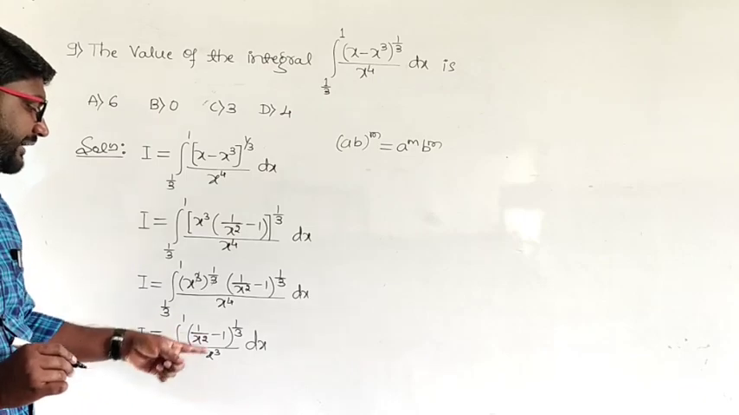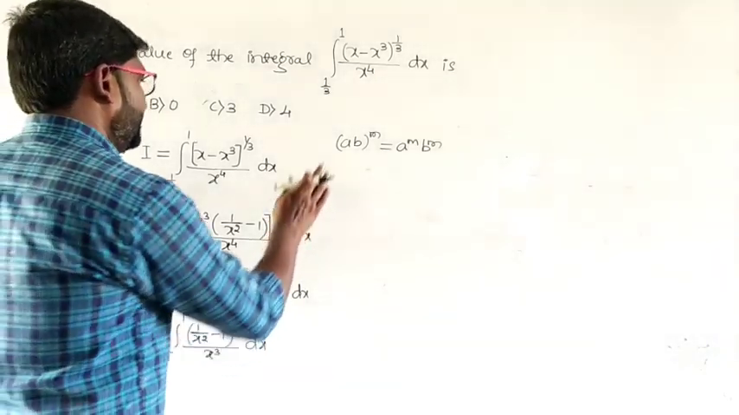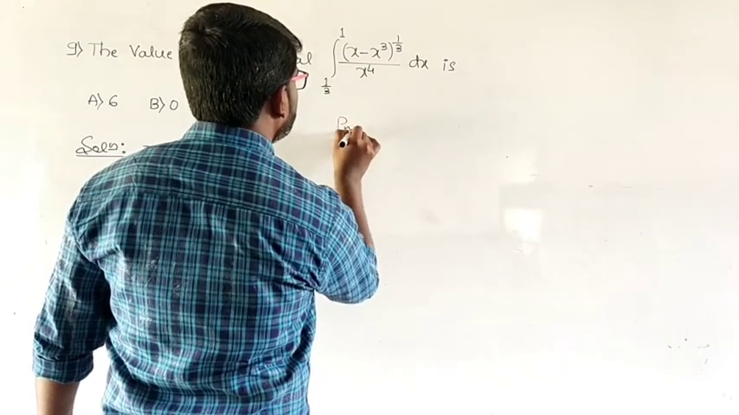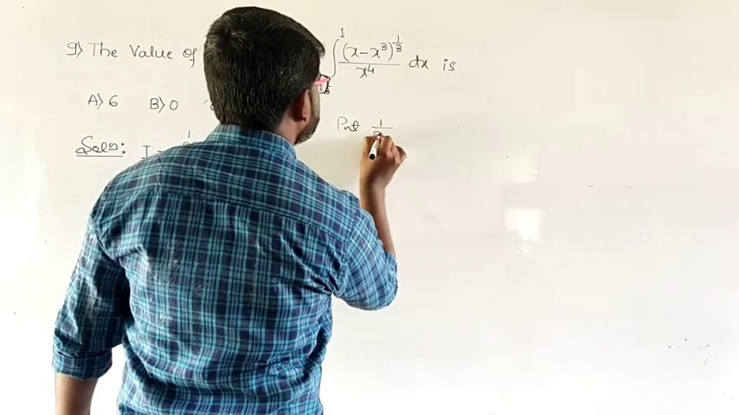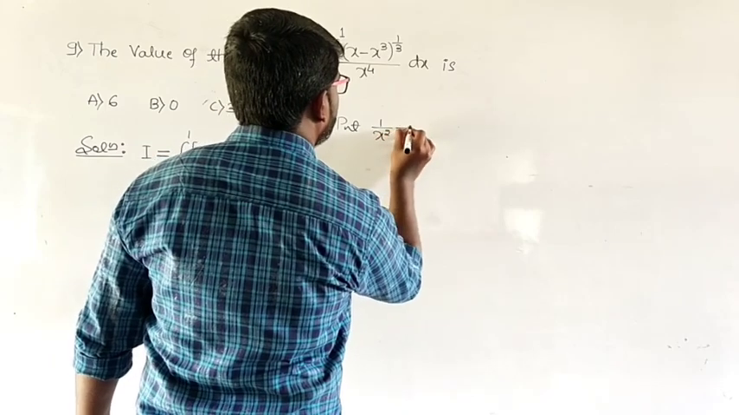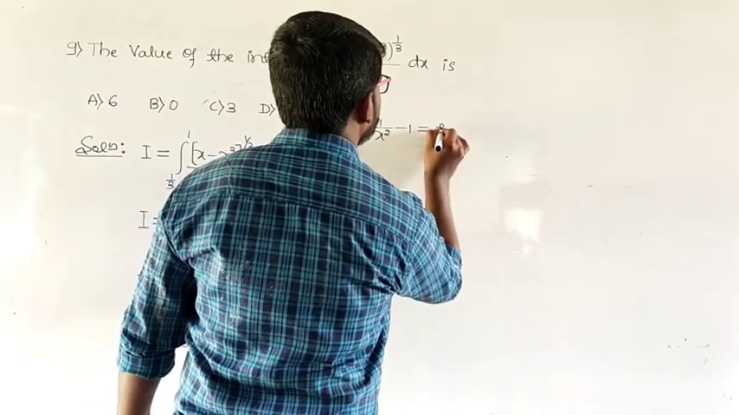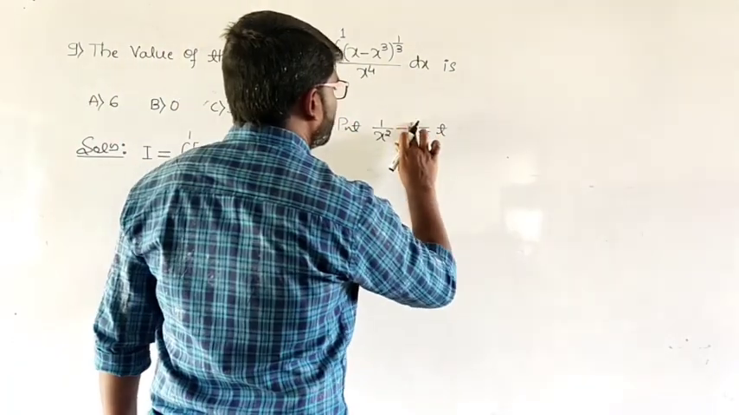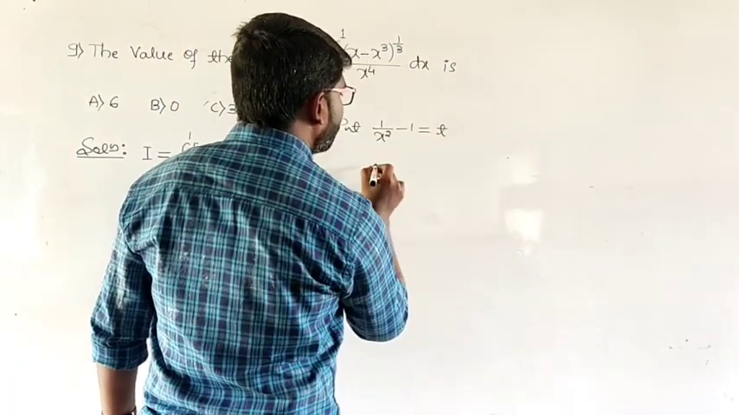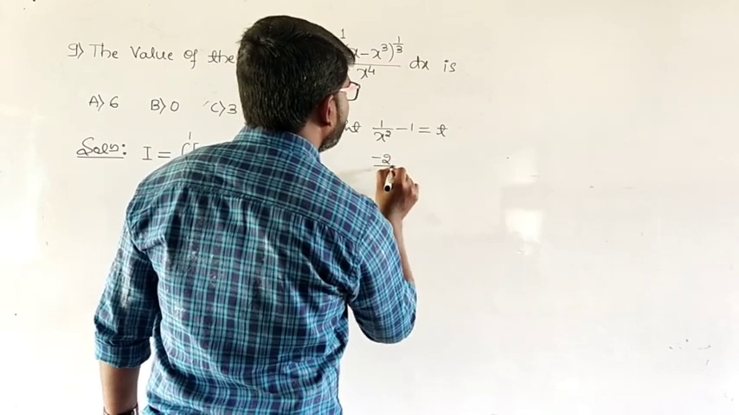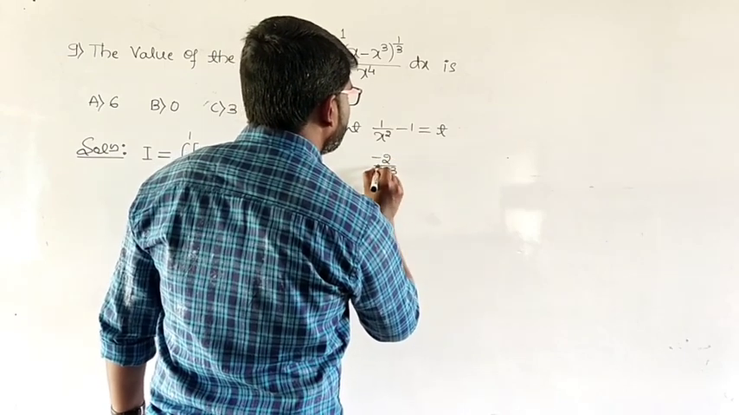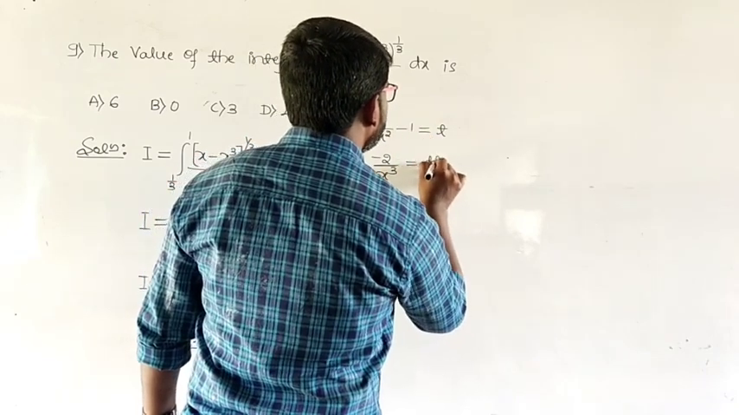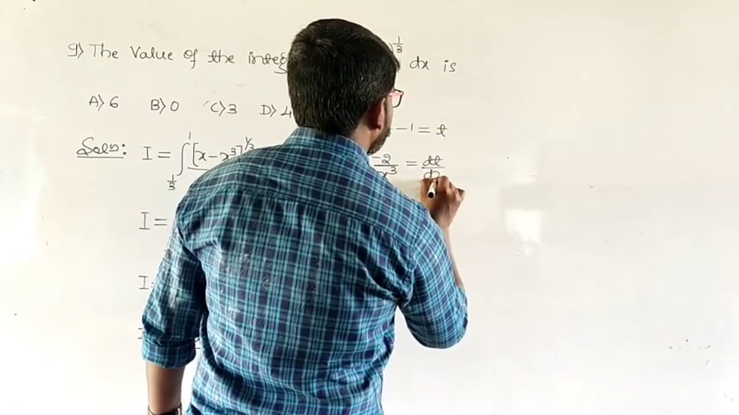1 by x square minus 1, I take it as t. So here put 1 by x square minus 1, which is equal to t. Now differentiate both the sides with respect to x. So what do we get now? What is the derivative of 1 by x square? It is minus 2 divided by x cube. Minus 2 by x cube. Then this will be 0, which is equal to dt by dx.